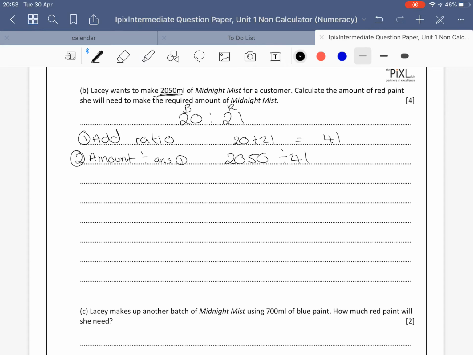You could do this a number of different ways. You could use the bus stop method. It actually wouldn't take you that long using the bus stop method, but I've shown you that in an earlier video. This is only 50.